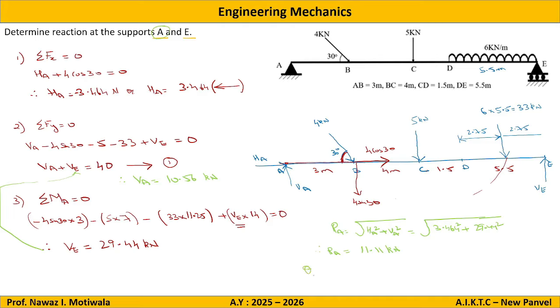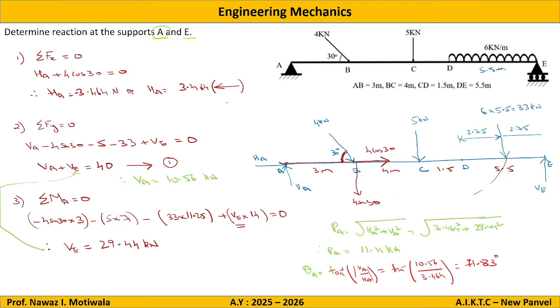We also need to find out the direction. So I will write theta A is equal to tan inverse of VA upon HA in modulus. So it will be tan inverse of VA. VA we got as 10.56 and HA we got as 3.464. So this will be equal to 71.83 degrees. So this completes now the solution.